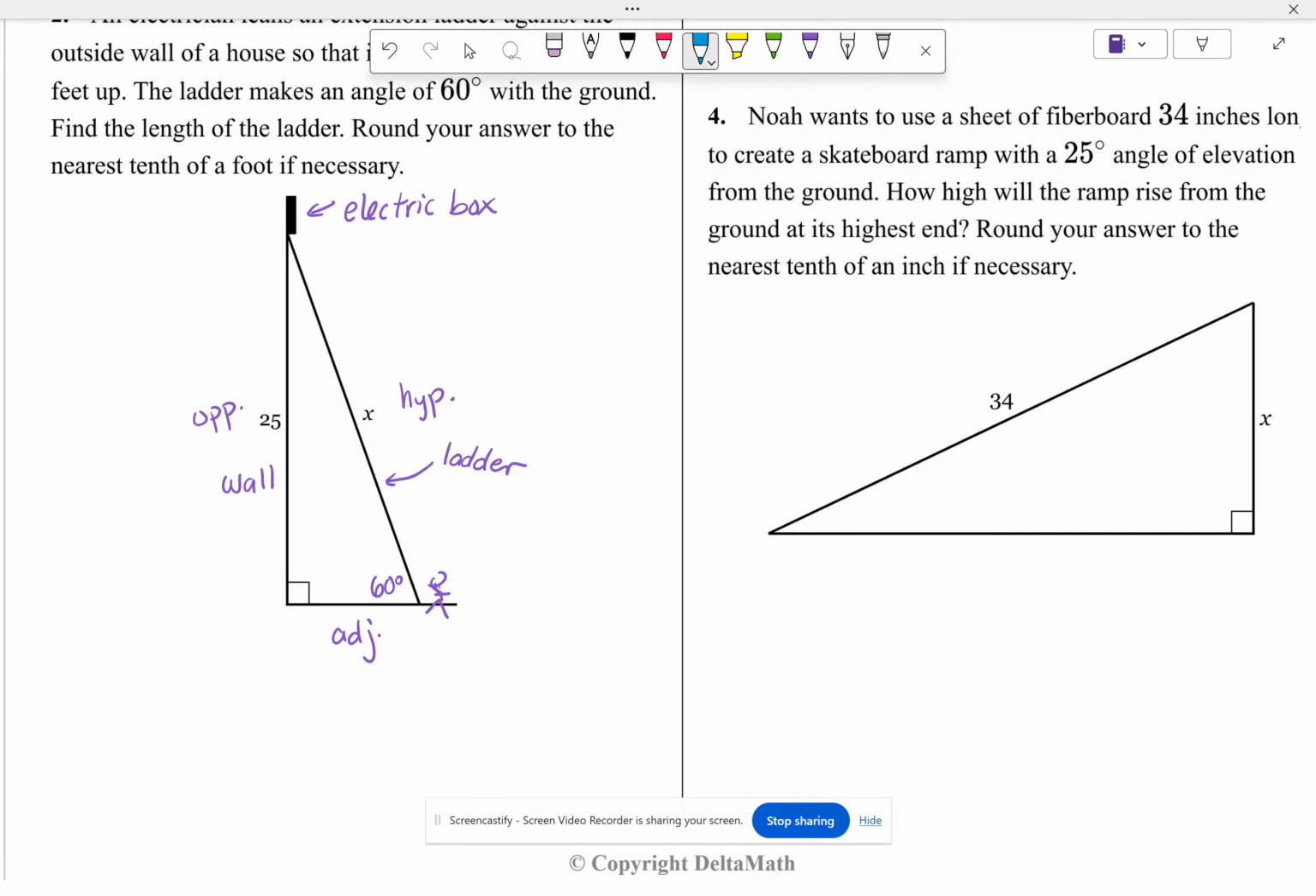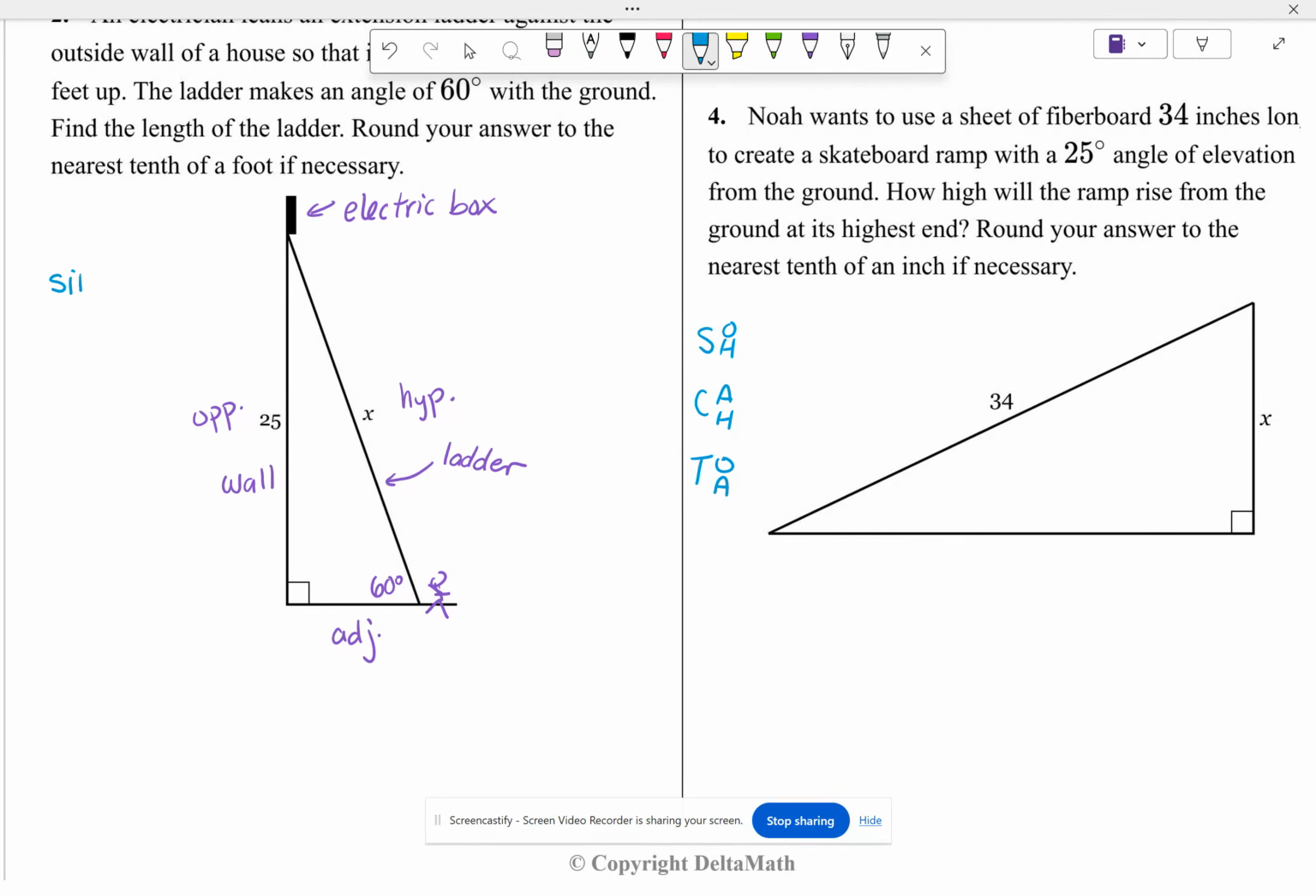I know my angle. 25 is the opposite, I know that, and I'm looking for x, my hypotenuse. So I'm asking myself, which function uses the opposite and the hypotenuse? Make sure you know how to spell SOHCAHTOA for your test. So opposite and hypotenuse is going to be the sine function.